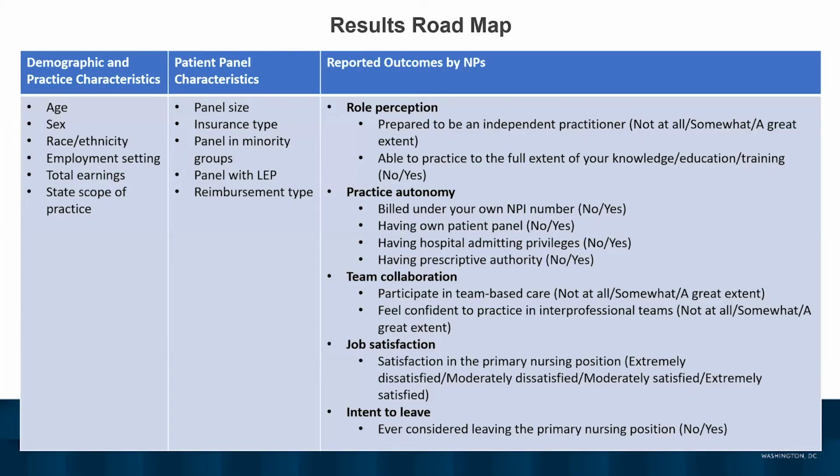So this table is the results roadmap under each category. Details about each measurement and analytic approach will be available in the soon to be published paper in the Journal of the American Association of Nurse Practitioners. So I will just highlight the key findings in the next few slides.